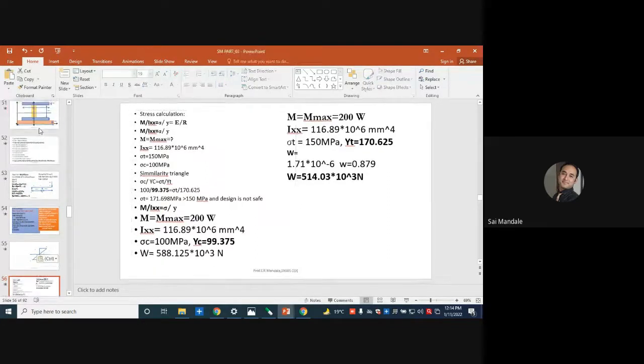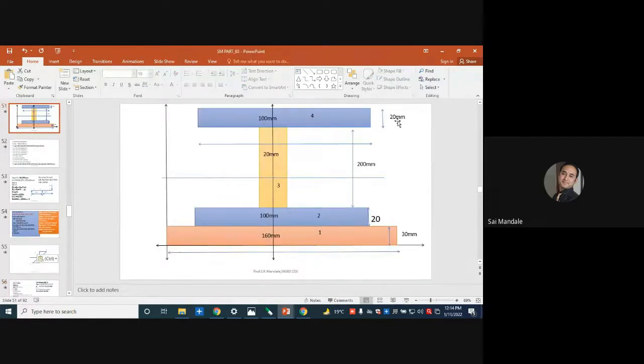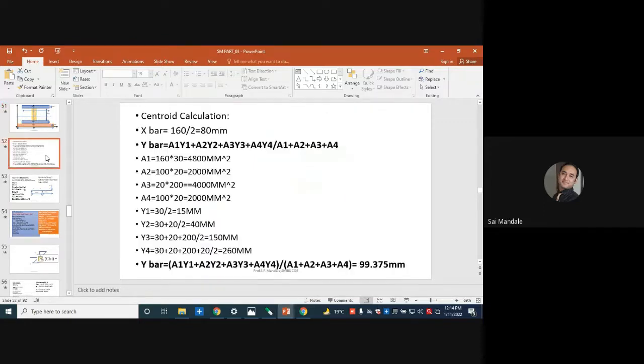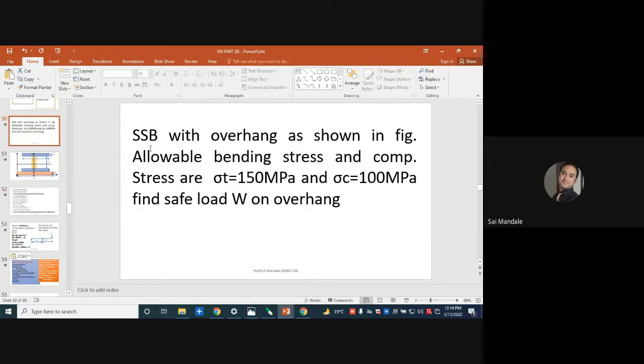So how much is the total length? 20 plus 200 plus 240 plus 30, 270 is the total length. Y bar we have calculated, Y bar is equal to 99.7. So which beam is this? This is a simply supported beam. When a simply supported beam is subjected to loading, the top layer is subjected to compression and the bottom layer is subjected to tension. So YT is equal to Y bar.